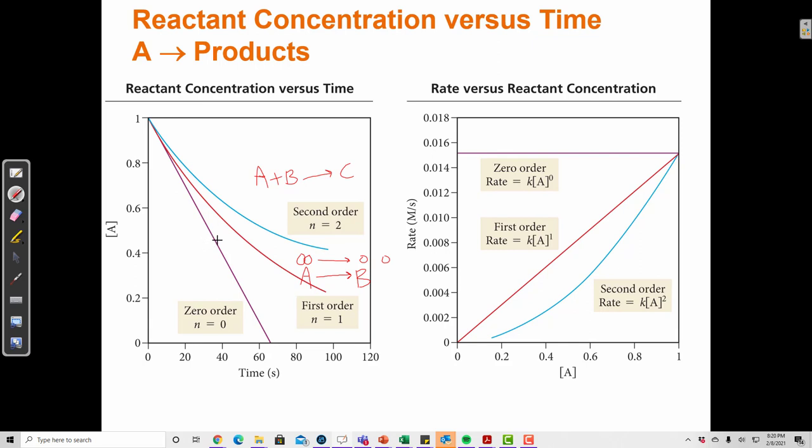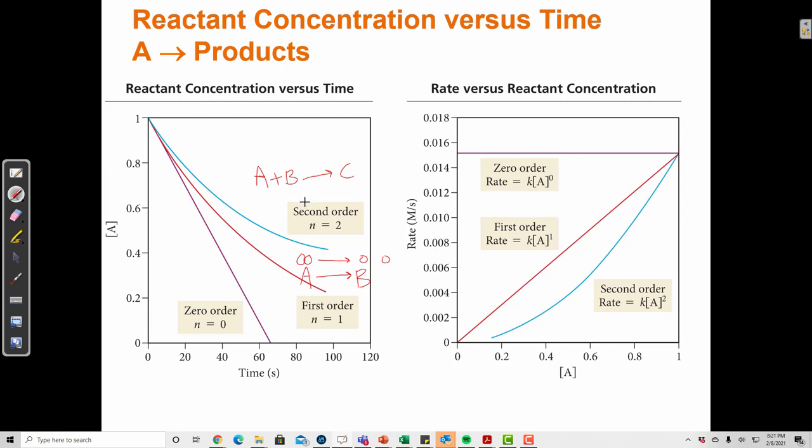So in a first order reaction, the way the rate changes as a function of A is that when I double the concentration of A, the rate goes twice as fast. If I have twice as many of these falling apart, they're going to fall apart twice as often. If I have four times as many of these falling apart, they're going to fall apart four times more often. So this is a linear relationship, the way the rate changes as the concentration changes.